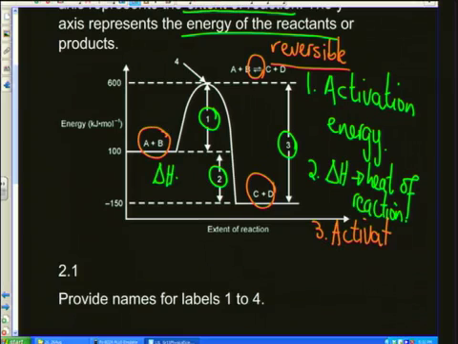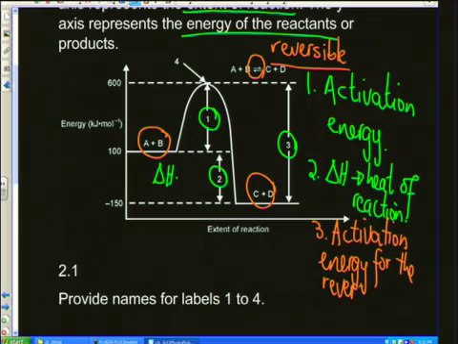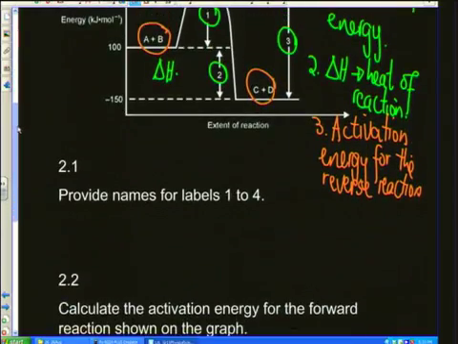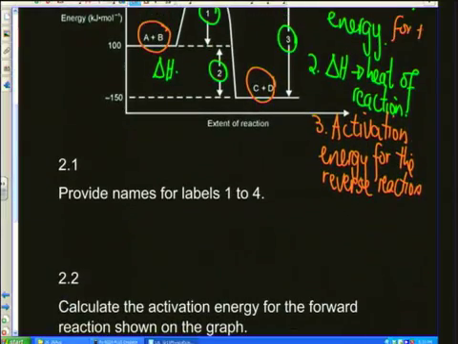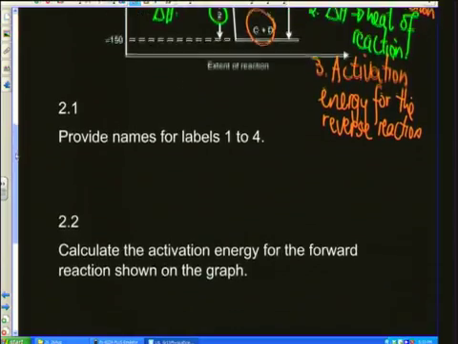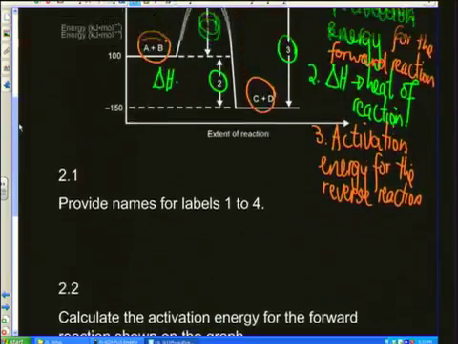Again, now activation energy, you can be specific and say activation energy for the reverse reaction. Okay? Activation energy for the reverse reaction. And that would mean that even for the first one there, we can actually be specific as well and say this is activation energy for the forward reaction. Okay? So in that way, we would have answered our question fully. All right. So that was number 3.